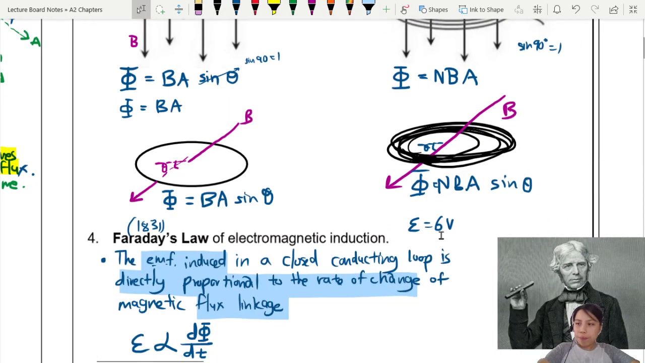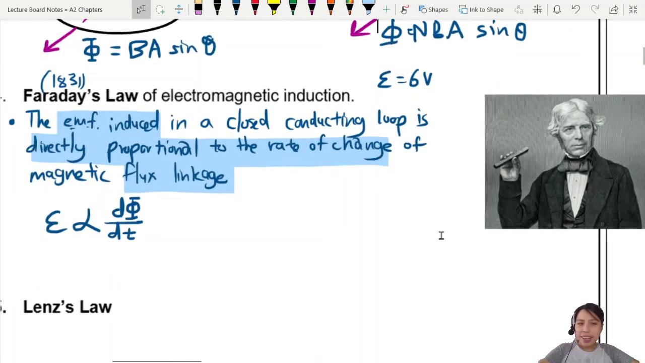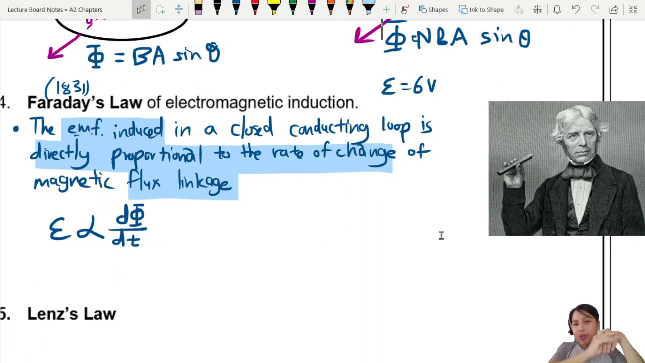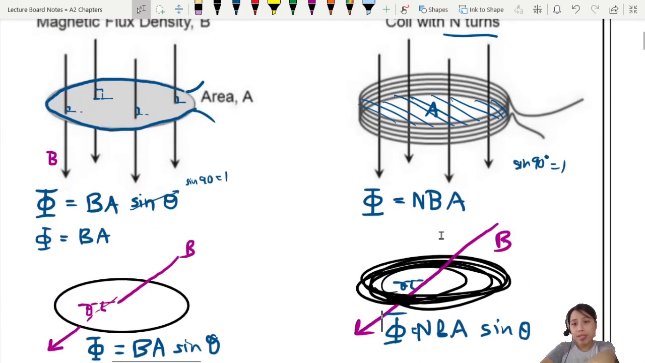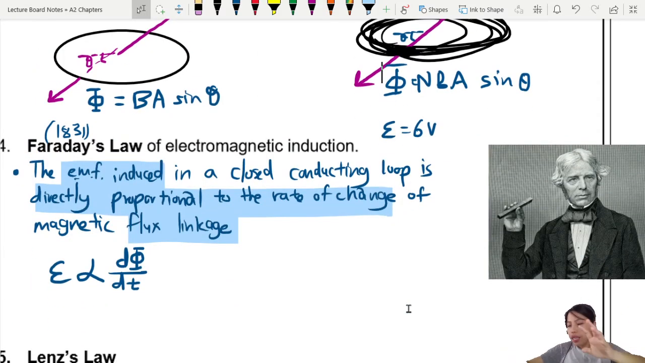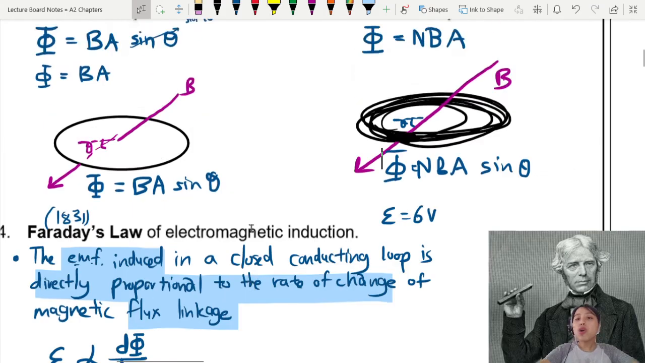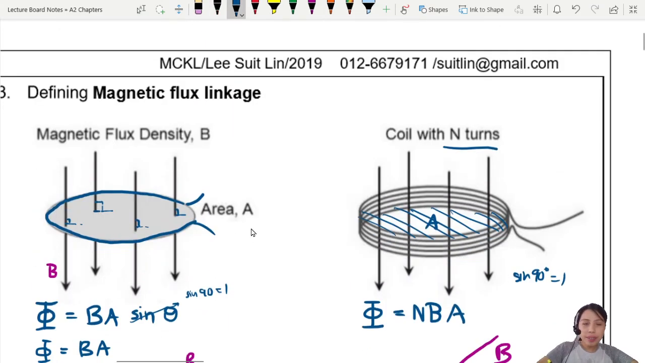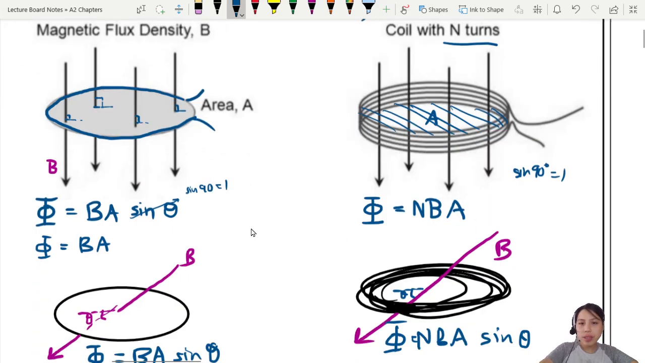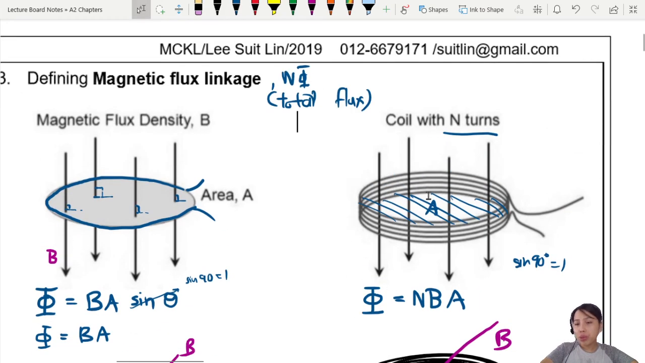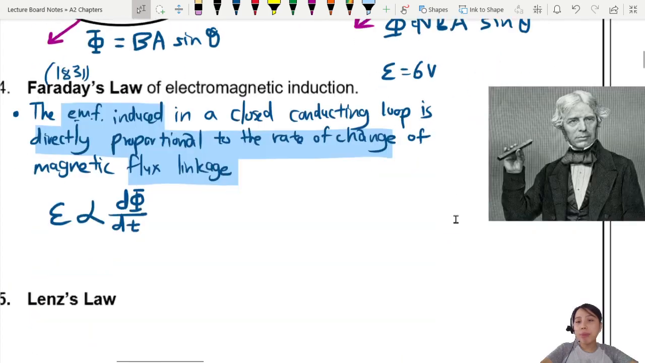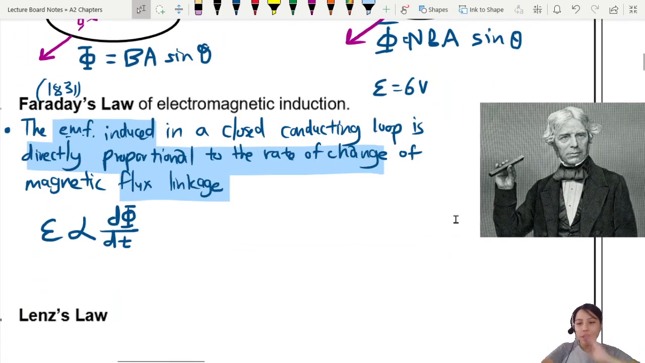So back to Faraday. Now he says, okay, EMF in a closed loop is directly proportional to the rate of change of magnetic flux linkage. Linkage means taking into consideration every single coil of any loop. Here, let me write it down. Magnetic flux linkage is N times phi, a way of quantifying the total flux in the whole coil. So he's saying if there's a change through this coil, you're going to have an EMF induced. And that is what we saw just now in the simulation.